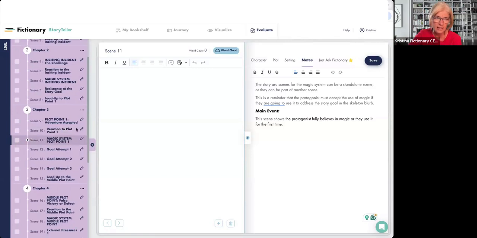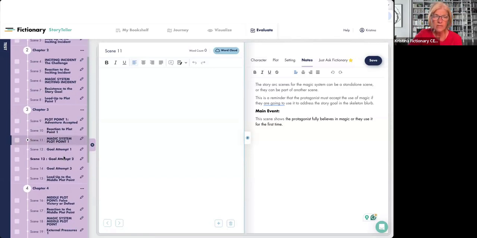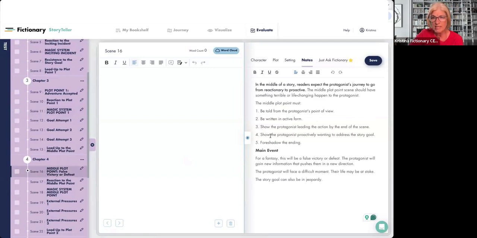And again, can be anywhere in this area. It can be part of these scenes. So please don't take this as this has to be exactly here in this order. This is just, remember, you need these scenes. Middle plot point, same thing. False victory or defeat. So same as our main story, we're changing direction.